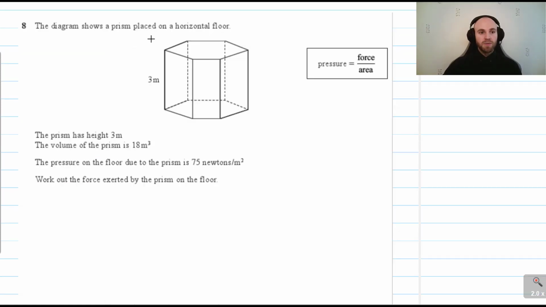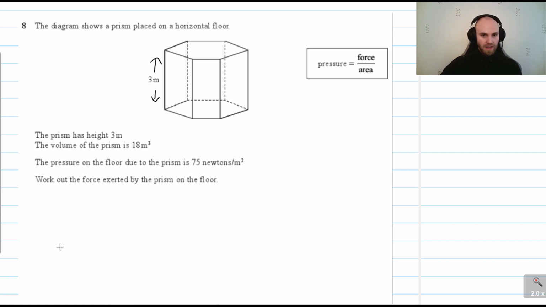Okay, so question 8. The diagram shows a prism placed on a horizontal floor. We've got this prism here with a height of 3 meters, and we've got this pressure equals force over area. So the prism has a height of 3 meters, which we have here. The volume of the prism is 18 meters cubed. The pressure on the floor due to the prism is 75 newtons per meter squared. Work out the force exerted by the prism on the floor.